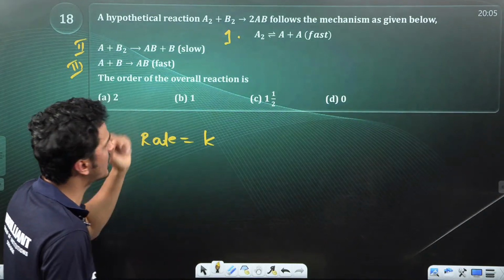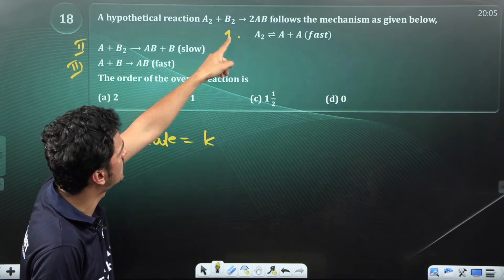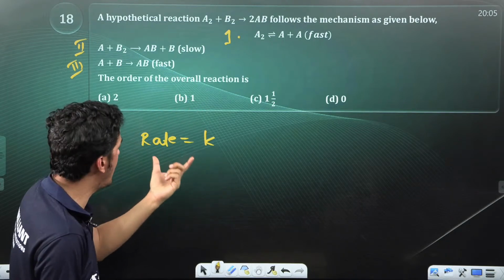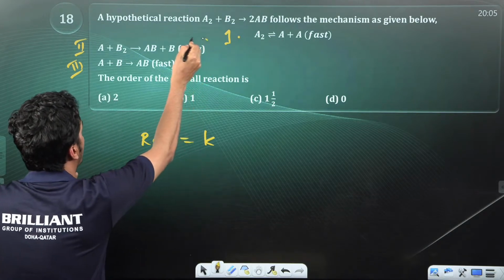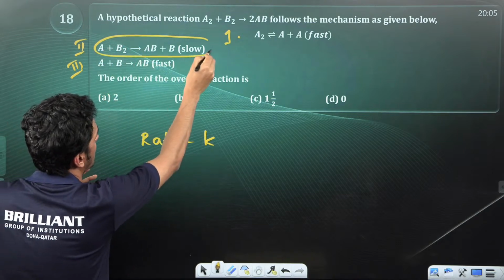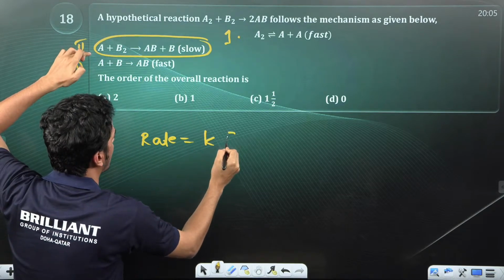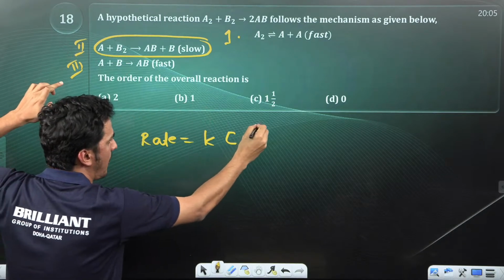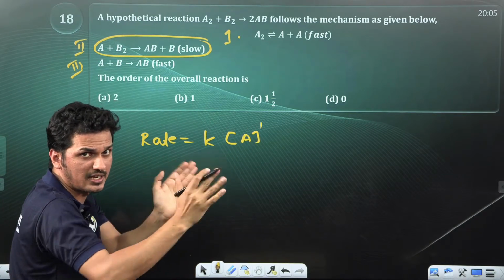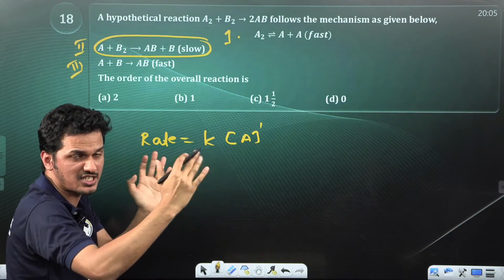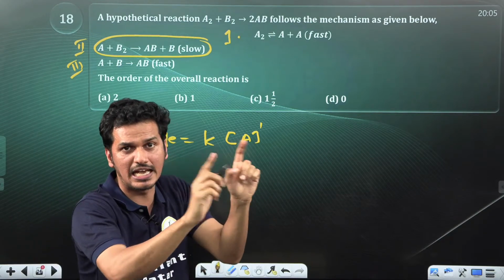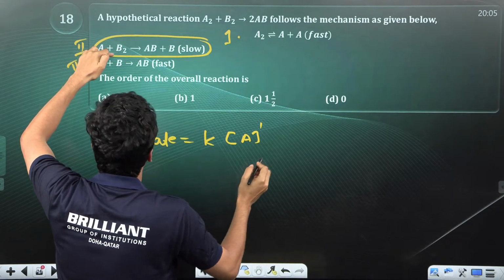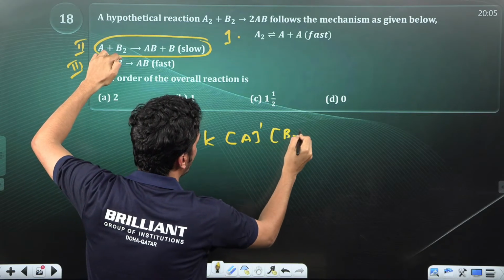Coming back here, we can write A2 plus B2 gives 2AB. Here rate is equal to K into the slowest step, the rate determining step. So this is the slow step. In the slow step, which reactants are there? Concentration of A, and we can write the stoichiometric coefficient as the power, 1. Because the slow step is an elementary reaction, meaning a single step, the stoichiometric coefficients can be written as the powers. And along with that, the concentration of B2, all raised to 1.